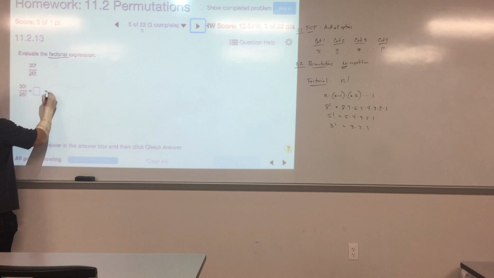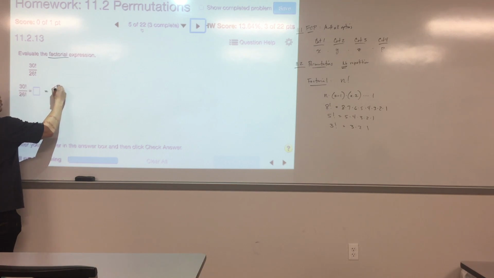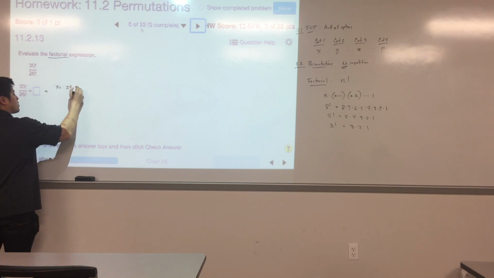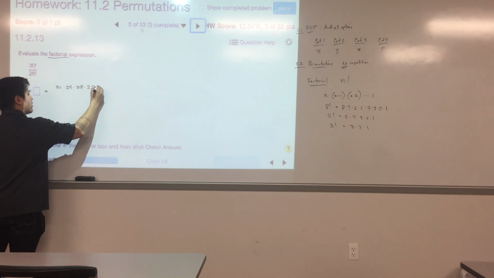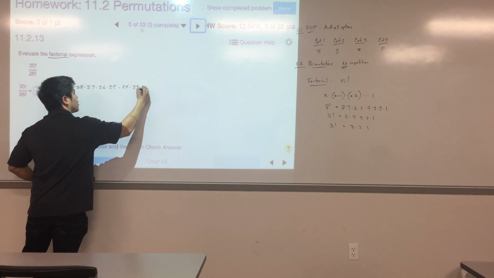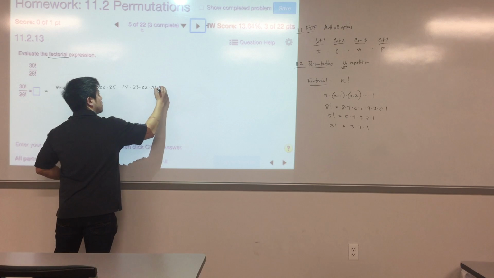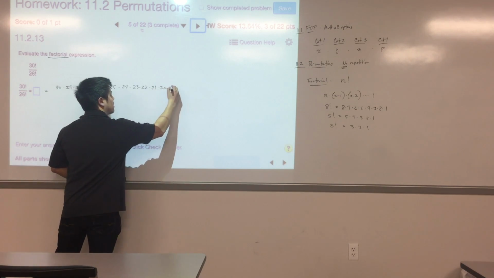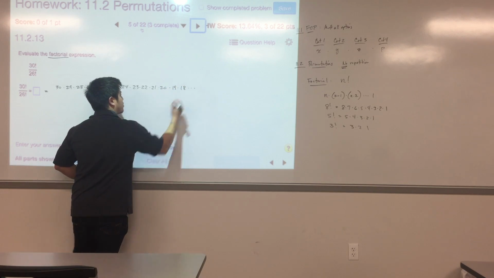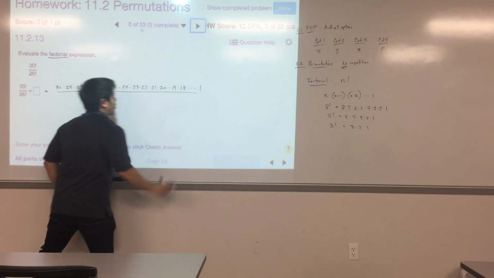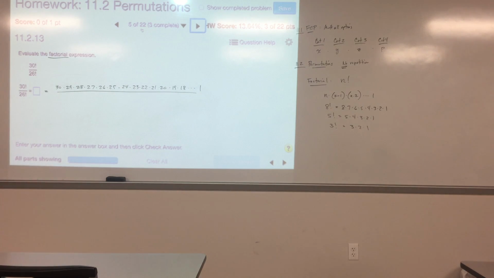If I were to write this out, what would 30 factorial be? 30 times 29 times 28, 27, 26, 25, 24. I'm not going to go all the way down. 22, 21, 20, oops, 19, 18, all the way down to where? 1. Everybody agree with me? Any questions about that? And I'll show you how to do it in your calculator in a moment.